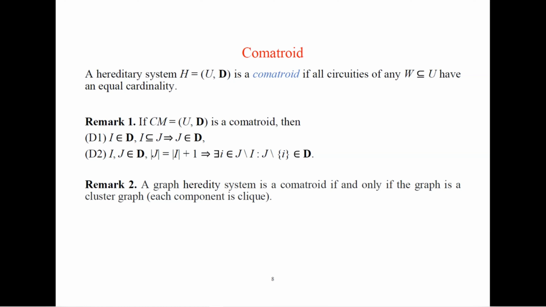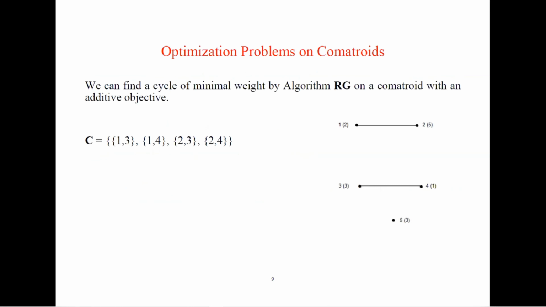For instance, if we talk about the graph heredity system, it's a comatroid if and only if our graph is a cluster graph. A cluster graph is a graph each component of which is a clique. And why are comatroids good? Because if we have an additive function, if we try to solve our optimization problem, then our reverse greedy algorithm always finds the optimal solution.